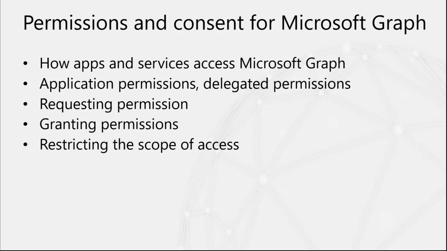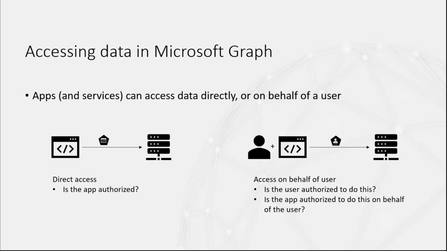So some of the topics that we're going to cover today is in general how apps and services can access Microsoft Graph, which will lead us to two of these authorization flavors, which are application permissions and delegated permissions. We'll go over the concepts, some of the ways in which permissions can be requested, and some of the ways in which permissions can be granted. And then I think most importantly, we'll talk about some of the aspects regarding how much data these permissions grant access to and what alternatives we have for restricting the set of data the permissions give access to.